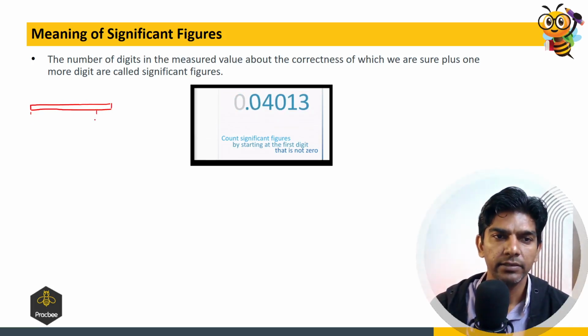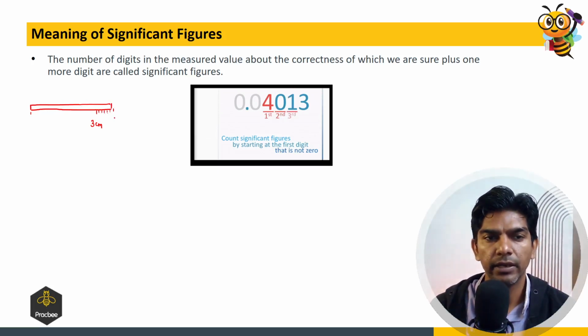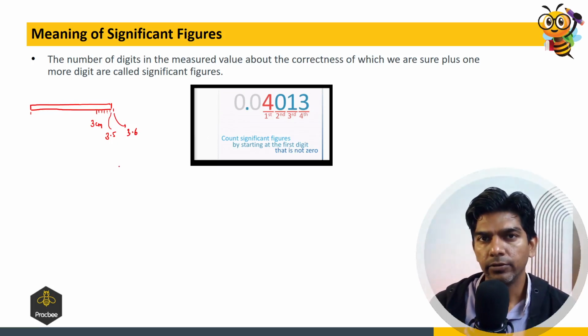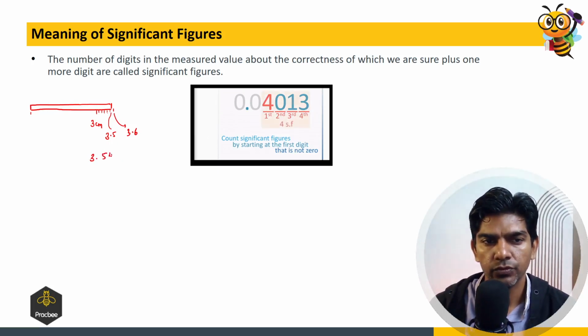And let us say this mark is 3 centimeter, and then we have markings like this: 3.1, 3.2, 3.3, 3.4, 3.5. So let us say the end of this specimen lies between 3.5 and 3.6 centimeter. And you have measured the length. You are saying the length is 3.54 centimeter, right?